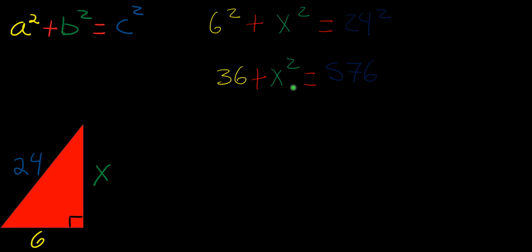So now, I have to get x all by itself. I do that by subtracting 36. So I'm going to minus 36. And if I minus 36 on one side, I have to minus 36 on the other. So let's do that. So this is just going to go to 0. Now I'm left with x squared. It's going to equal 576 minus 36, which is going to be 540.